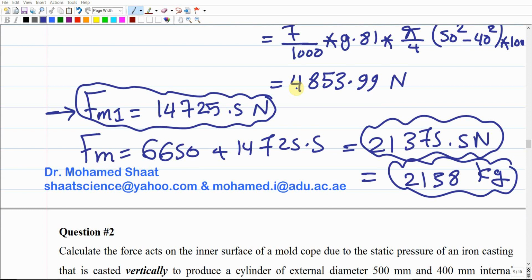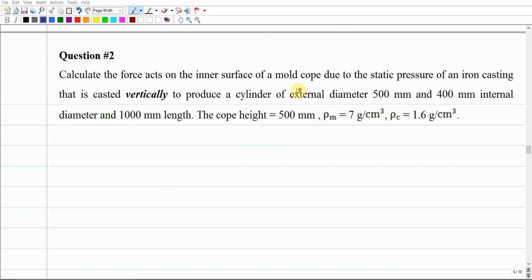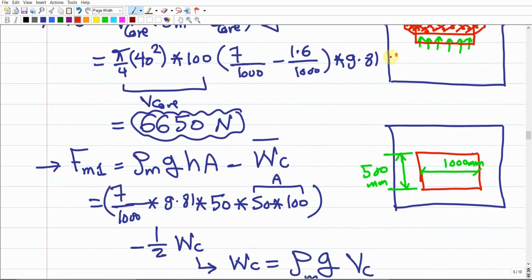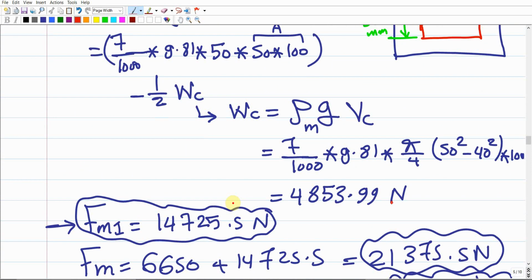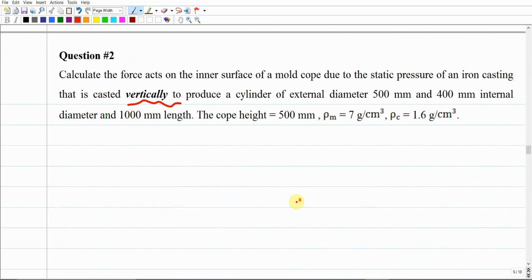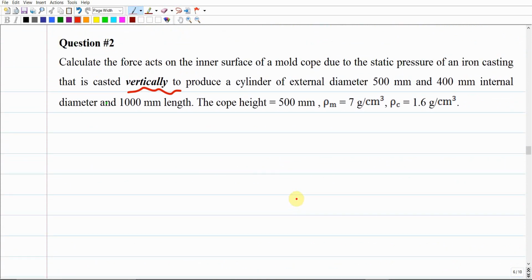Now question 2 is typically the same example, except that we're going to do the casting of this product vertically. The same thing here: we did casting of the cylinder in the horizontal direction, so there was pushing over the core itself. But now how about if we do the casting of the same product vertically? So we're going to reduce the buoyancy force, kind of.